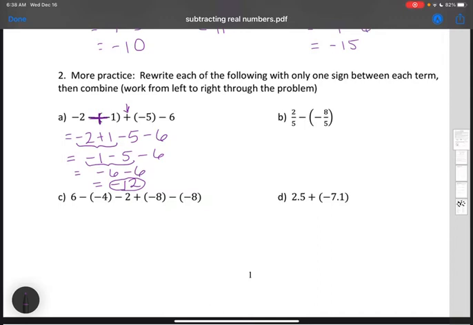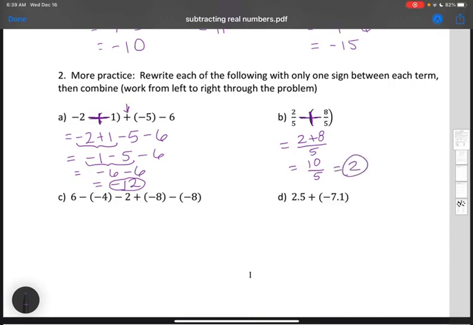Okay, for B, that's a minus minus, so I'll change that to a giant plus. Equals, and they have common denominators, so that means we can add straight across the top. So that would be a 2 plus 8 over 5, which is 10 over 5. And I can reduce that down to 2.